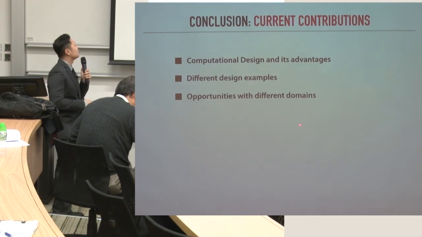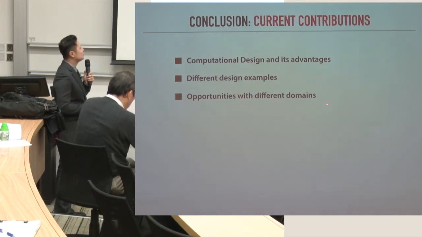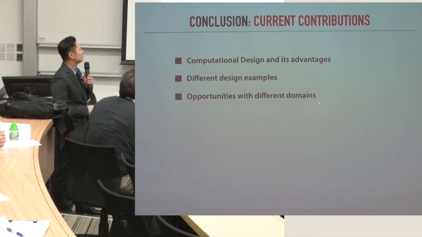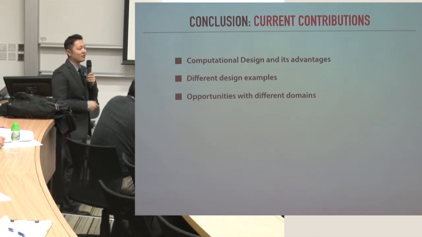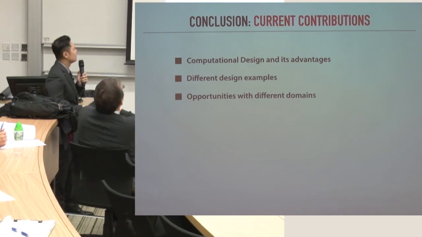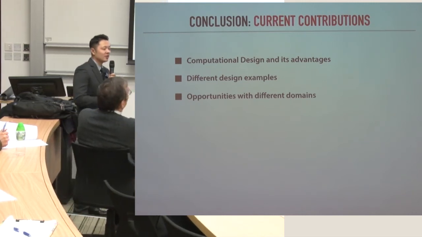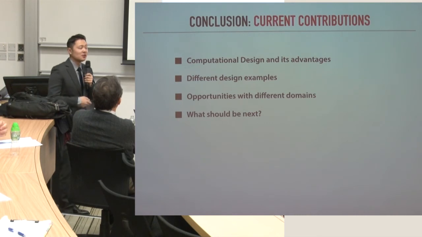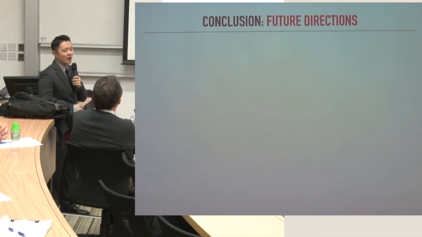So to conclude, I have introduced the computational design framework and shown how it applies to different design problems. I hope you find the advantages there. And we can see there are different opportunities in many different domains: industry, government, different expertise. So what should be next? Here, I propose a couple of future directions.